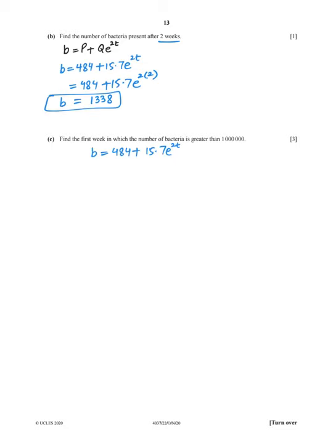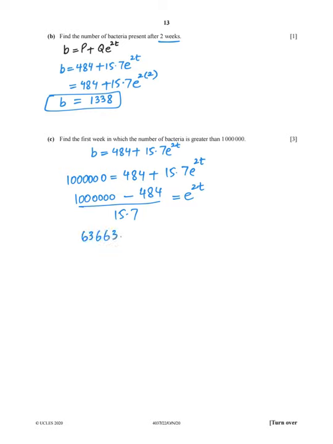In part C, it says find the first week in which the number of bacteria is greater than 1 million. Alright, so the value of bacteria we have is 1 million. So 1,000,000 equals 484 plus 15.7 e to the power 2t. The value of t is unknown, so we need to find it out. So firstly, 1,000,000 minus 484 divided by 15.7 equals e to the power 2t. When I simplify it, it will be 6366.44 equals e to the power 2t.